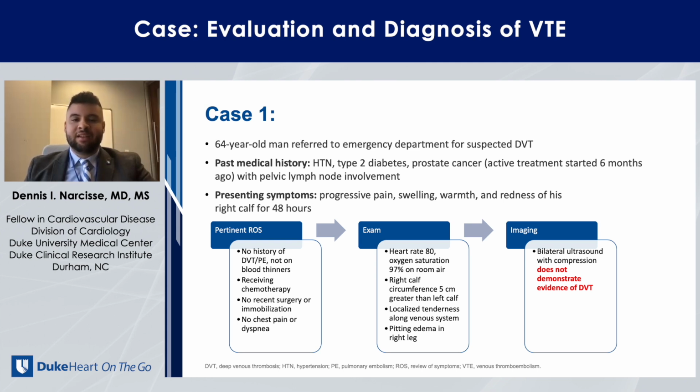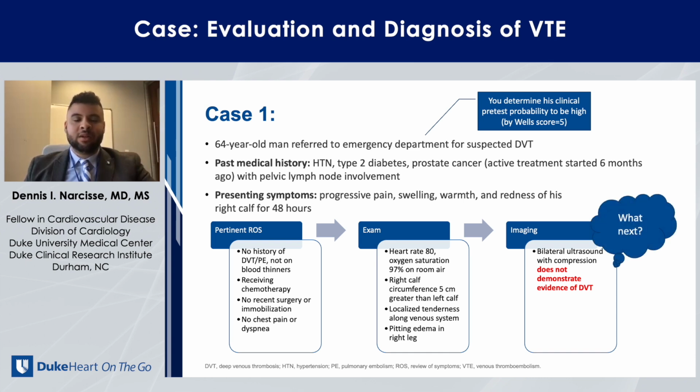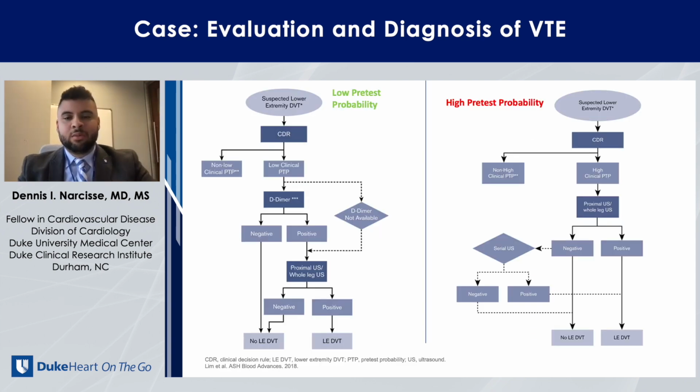He's got active cancer with treatment with pelvic node involvement, and he's got a pretest probability that's high for DVT. His exam was only remarkable for lower extremity symptoms, and his initial imaging was negative and did not demonstrate evidence of DVT. So that leads us here thinking, what's next? And I think here we'll turn to the guidelines to guide us on next steps.